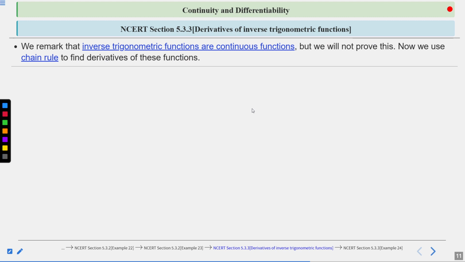Now let us see NCERT section 5.3.3, derivative of inverse trigonometric functions. We remark that inverse trigonometric functions are continuous functions, but we will not prove this because we have already seen it. Now we use the chain rule to find the derivative of these inverse trigonometric functions.